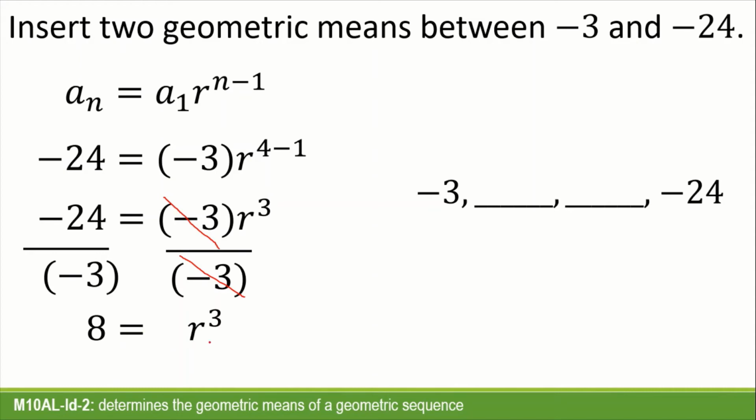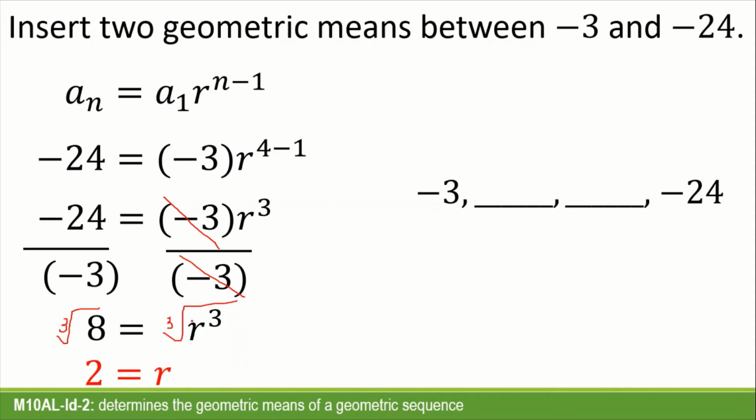Now, to solve for r, kunin natin ang cube root ng both sides of the equation. So, ano yung cube root ng 8? Ano yung number na kapag tatlong beses minultiply sa sarili niya, ang sagot ay 8. So, in that case, our r is equal to 2.